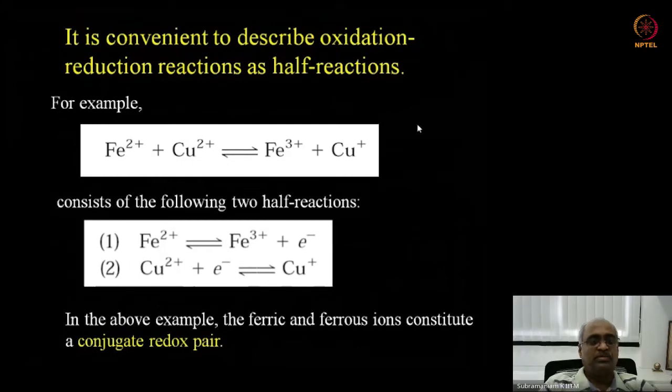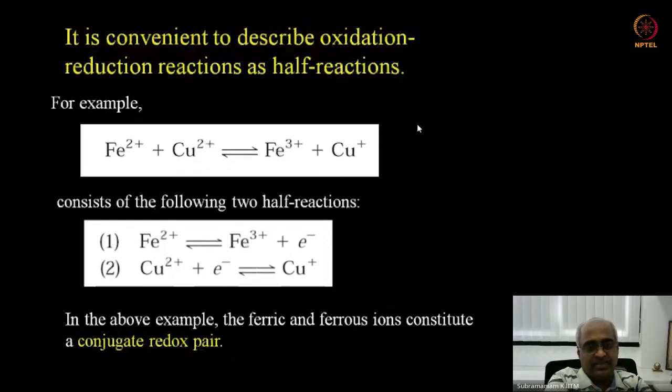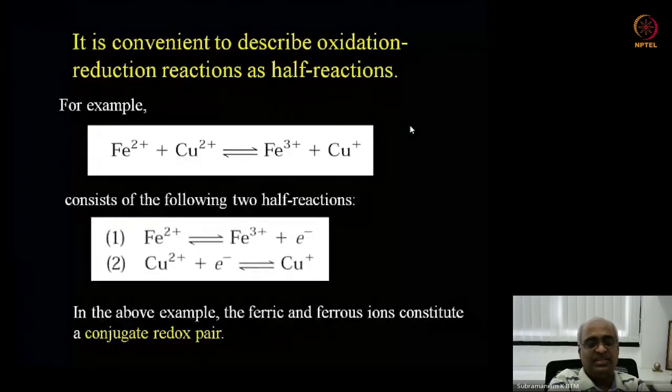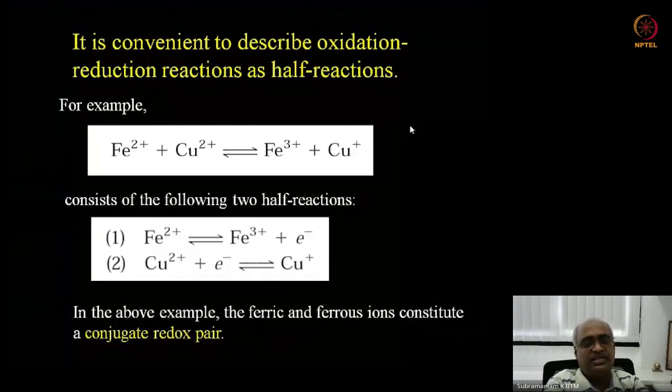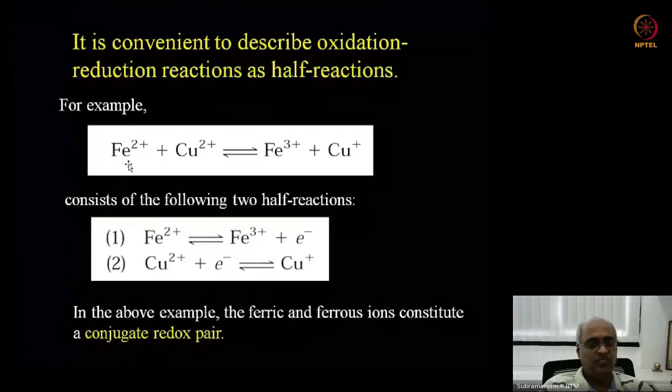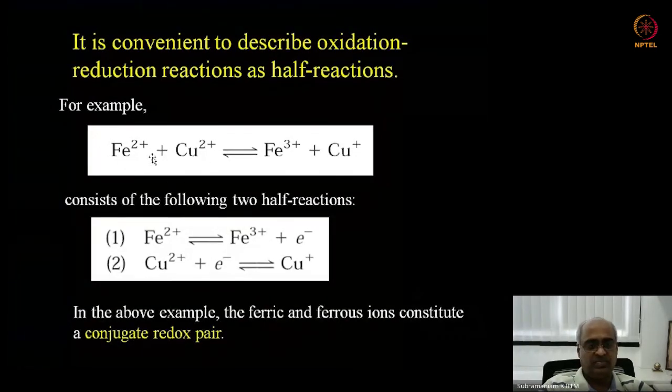So these oxidation reduction reactions, where you have oxidation, losing electrons, and reduction, accepting electrons. Okay. So it is convenient to consider them as half reactions. So the following gives you an example of what is a half reaction. See, let us see here. Ferrous becomes ferric.